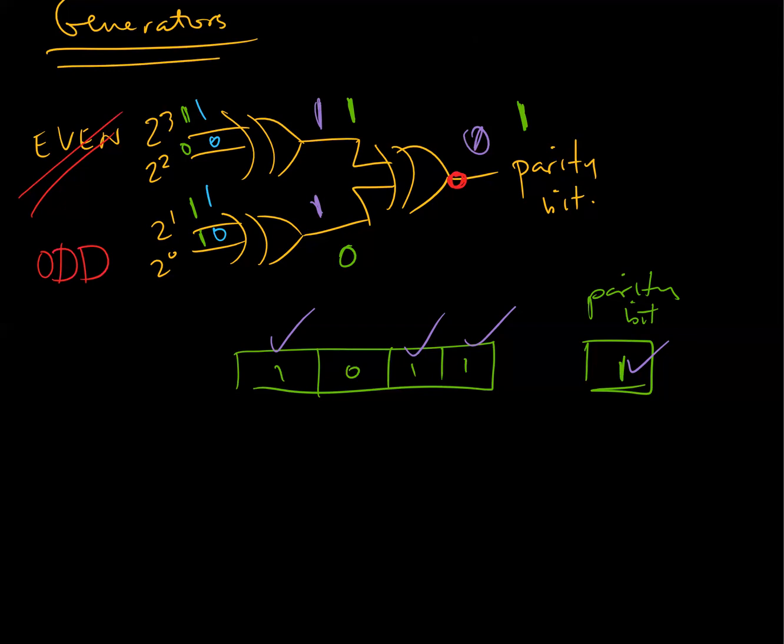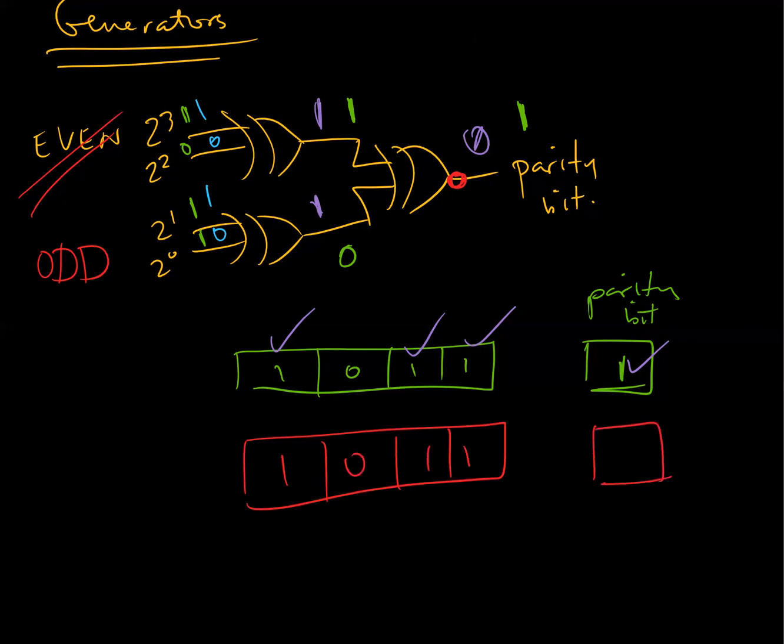So for the same example in green, if I was sending 1011, the parity bit calculated by the circuit above would actually be 0, which makes sense because I already have 1, 2, 3 ones, which is already odd. So my parity bit should be 0, making the total number of bits, including the parity bit, still odd. Okay, so that's how parity generators work.